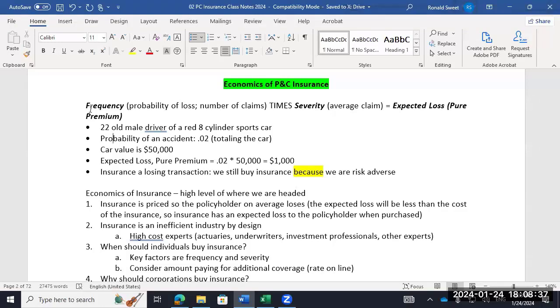The multiplication of frequency times severity gives you what's called the expected loss. We call it the pure premium. The pure premium. You may remember what we called it in the life insurance class. It wasn't called pure premium.